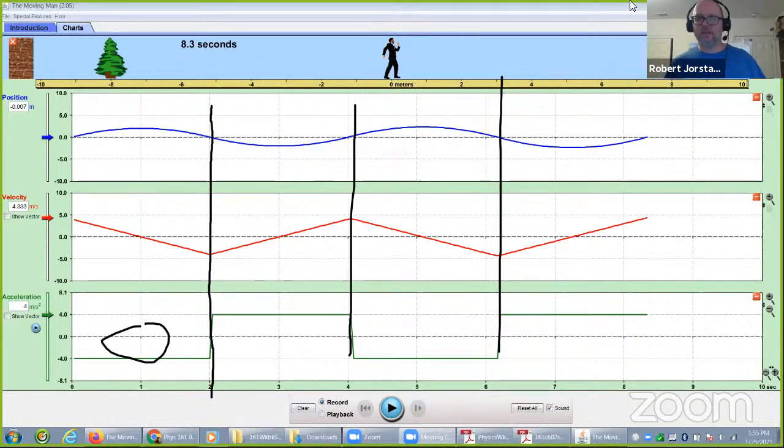Why don't you try and figure out a spot on this graph where it's moving forwards and slowing down. Where would that be? Think of a time when it's moving forwards and slowing down. And you could just think to yourself, you could answer in the chat, you could unmute, whatever you want. But I'm looking for a time when it's moving forwards and slowing down.